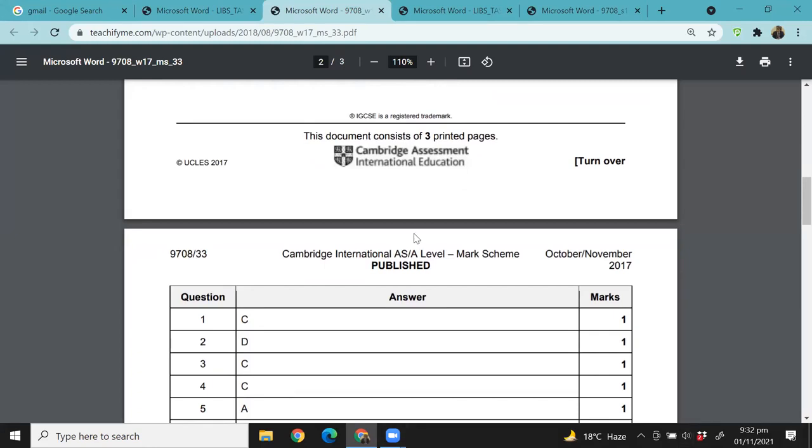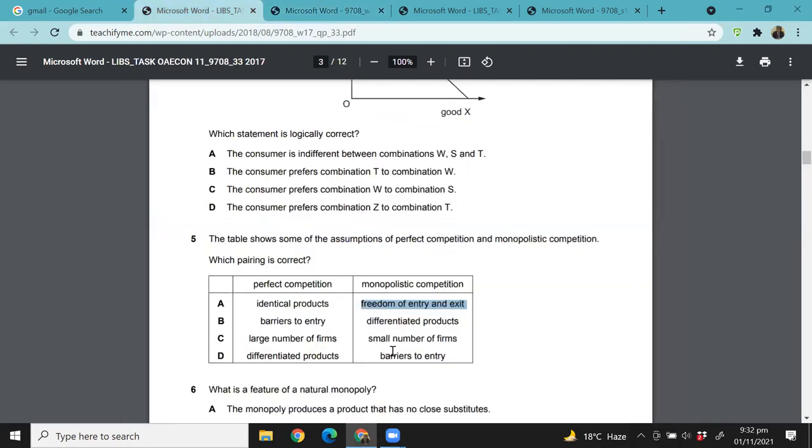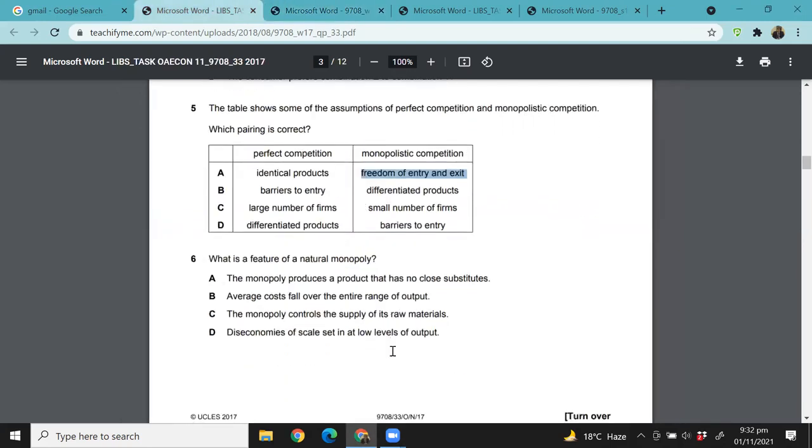Okay. Now, this being said, let's move to the next question. What is the feature of natural monopoly? The monopoly produces a product that has no close substitutes. Average costs fall over the entire range of output. The monopoly controls the supply of its raw material. Diseconomies of scale set in at low levels of output.